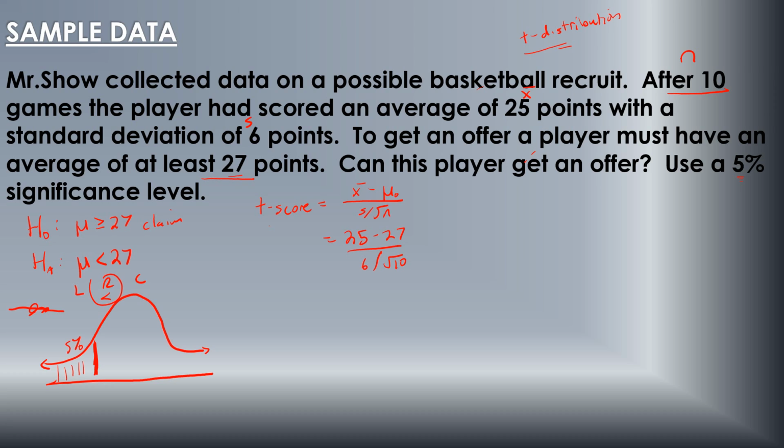And when we type all of this in, we're going to get, let's see here, negative 1.05. Sure, we'll give them a little bit.